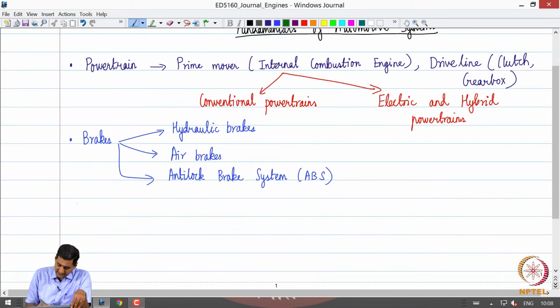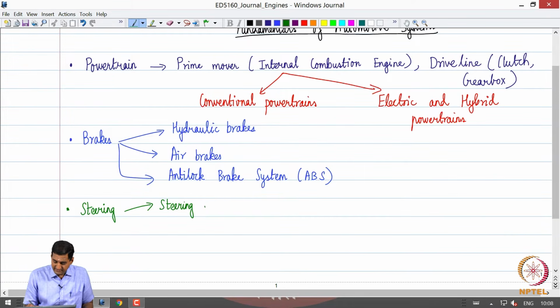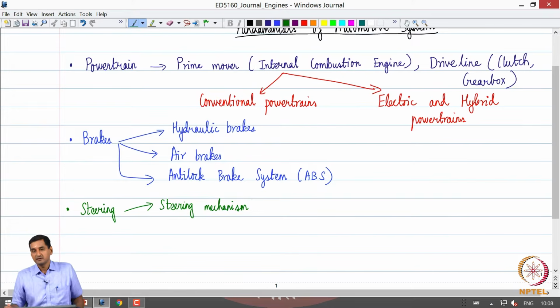The next module will be on steering, okay, vehicle steering. So, which will essentially look at various steering mechanisms. So, as we know, a steering system is very important to ensure that we can orient our vehicle in the direction that we want, right. So, if you want to turn, if you want to control the heading of the vehicle, this becomes very important. So, we are going to look at the automotive steering mechanism.